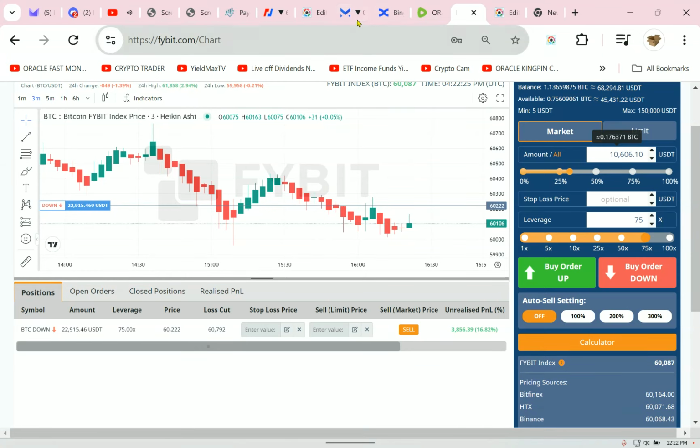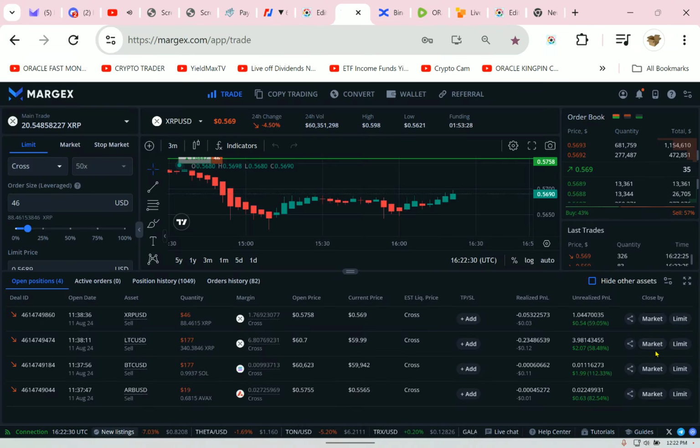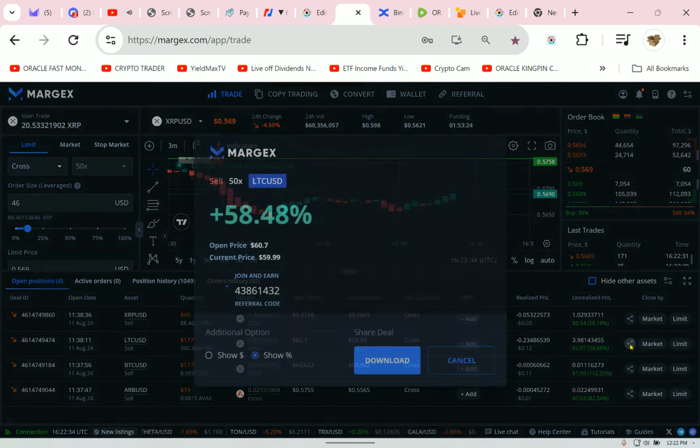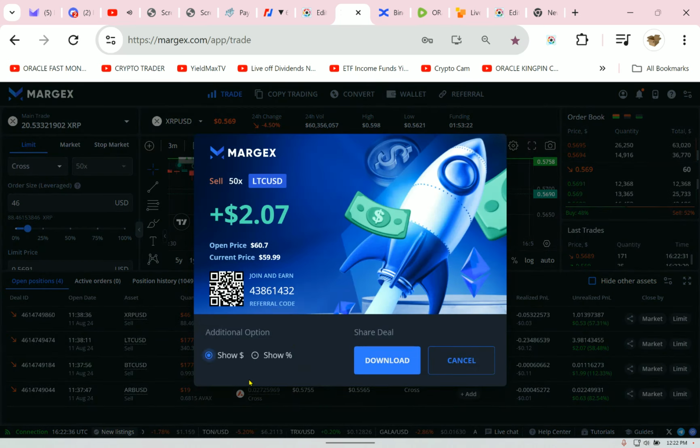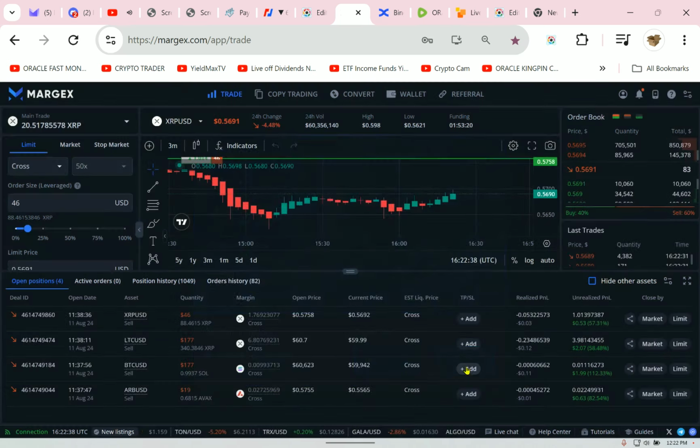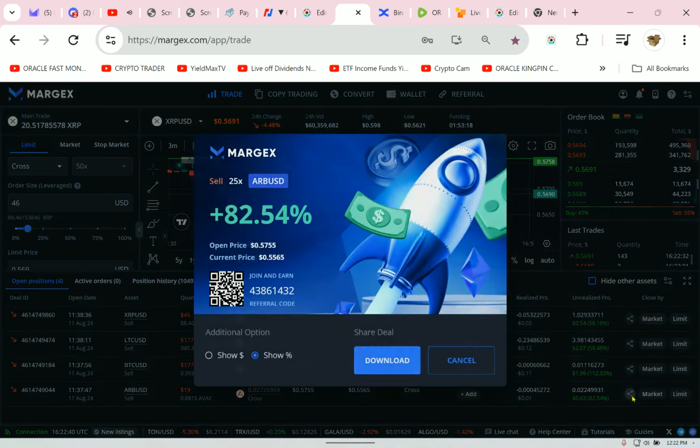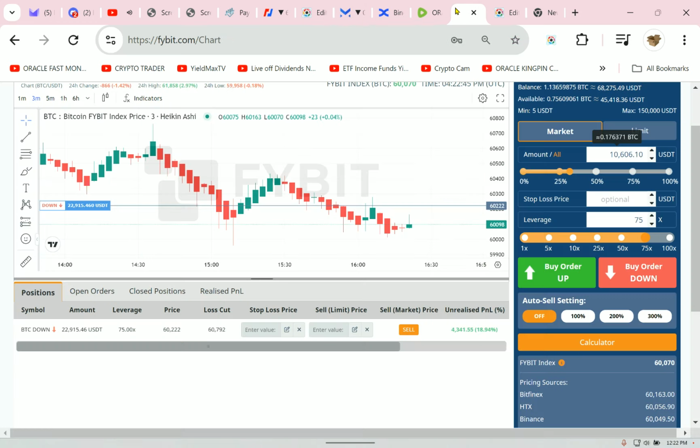Does your trade size matter? Look at these trades. Look, this is on the MorgEx exchange. 58%, $2. It's a dust trade. Look at this one. 82%, 63 cents. Trade size.